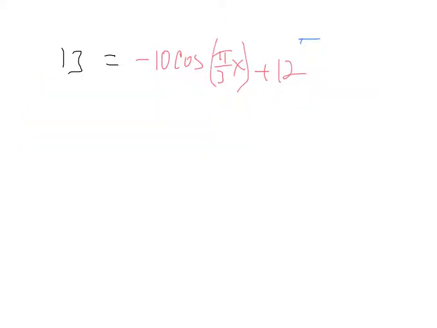So I'm going to solve this equation for 13, and that'll tell me the places where it's equal to 13 meters high, and then we'll have to find the difference. So I'm going to subtract 12 from both sides. That'll leave me 1. Then I'm going to divide by negative 10.